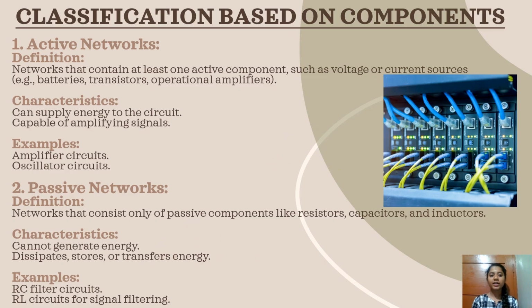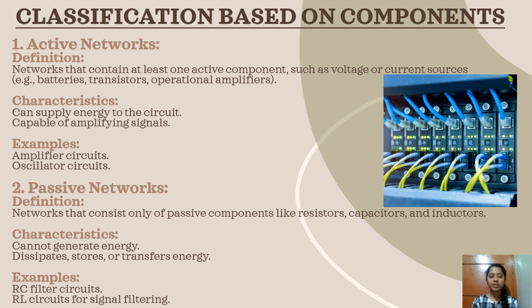Moving on, for the classifications based on components. So we have two types of networks for the classifications based on components, that is active networks and passive networks. So active networks are those that contain at least one active component such as voltage or current sources. Example: batteries, transistors, operational amplifiers. Then the characteristics of these active networks are: they can supply energy to the circuit and are also capable of amplifying signals. Examples for this are amplifier circuits and oscillator circuits.